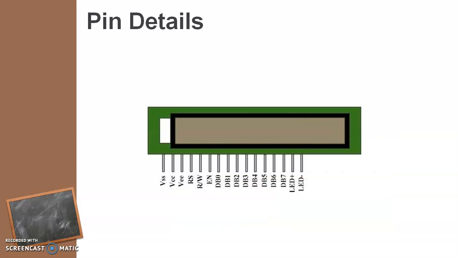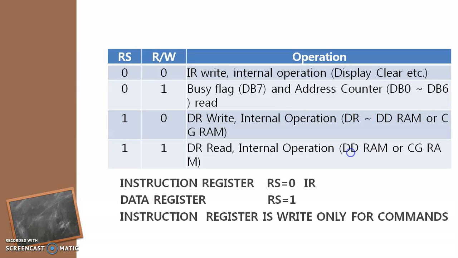So this is the pin detail of LCD display. You can see the power supply lines: VSS is ground, VCC is positive power supply, VE is negative power supply, RS is register select, R/W bar is the write signal, EN is enable, DB0 to DB7 are the data lines, then the LED plus and minus terminals, because we know that the display will be lit up, for which we have the LED.